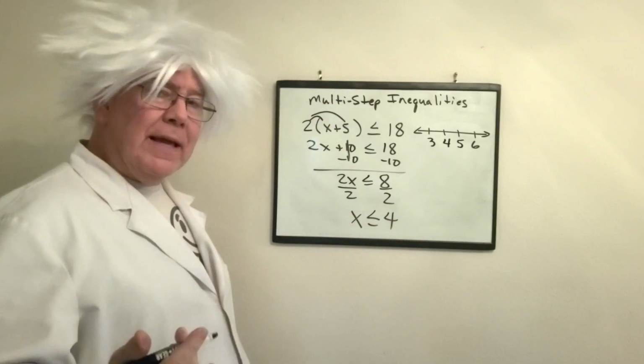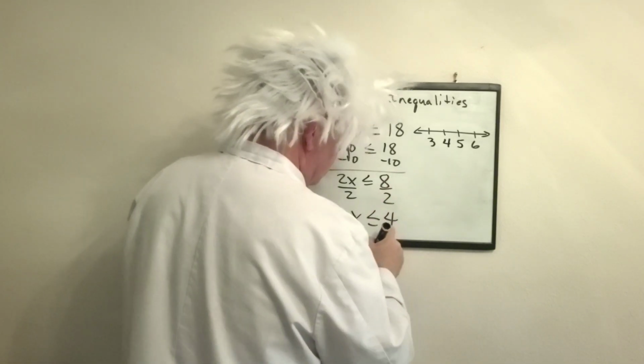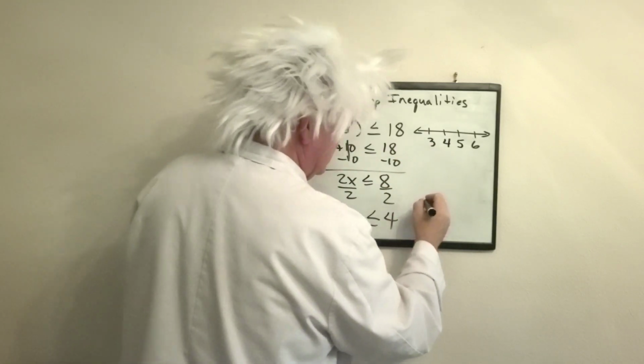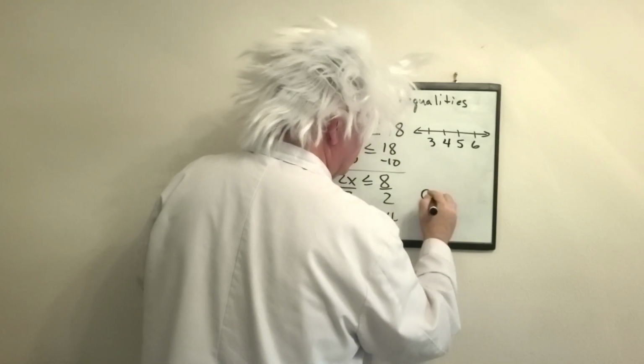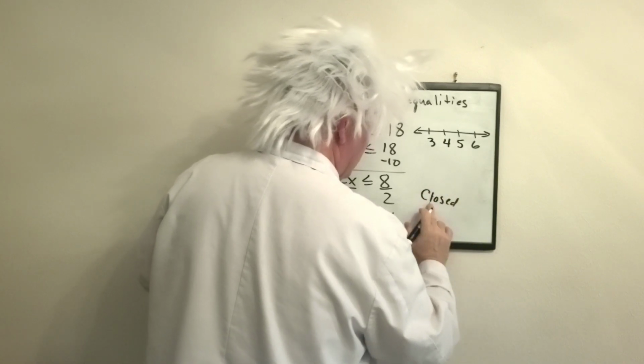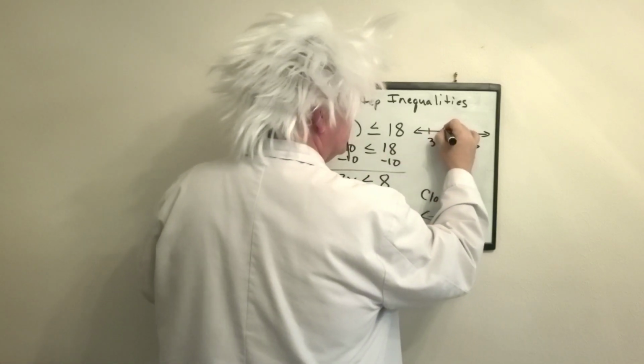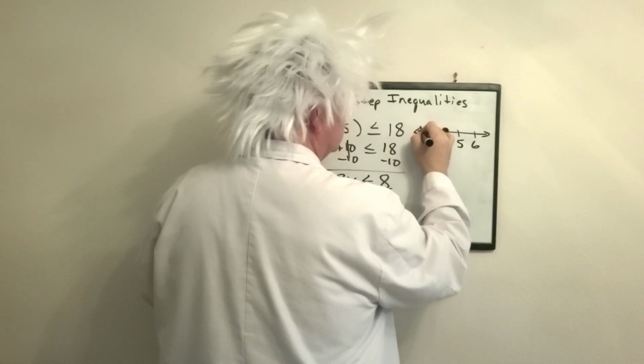If you've been following in our videos, right here, do we have an open or closed circle? It is closed. Excuse me, can't spell. Closed. And it goes that way. All right? So, closed circle going that way.